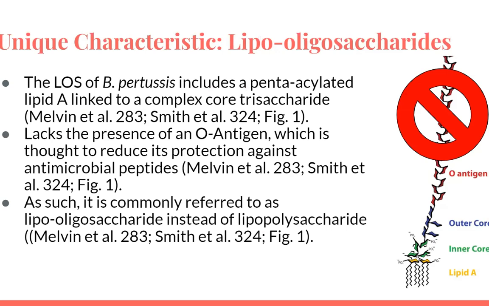The lipo-oligosaccharide of Bordetella pertussis includes a pentaacylated lipid A linked to a complex core trisaccharide. This structure, while potent as an endotoxin, lacks an O antigen, which differentiates it from many other bacteria that have standard lipopolysaccharide composition. This loss of O antigen is thought to be a result of genome decay, or the loss of genes, as Bordetella pertussis has evolved from one of its ancestors in the Bordetella genus.